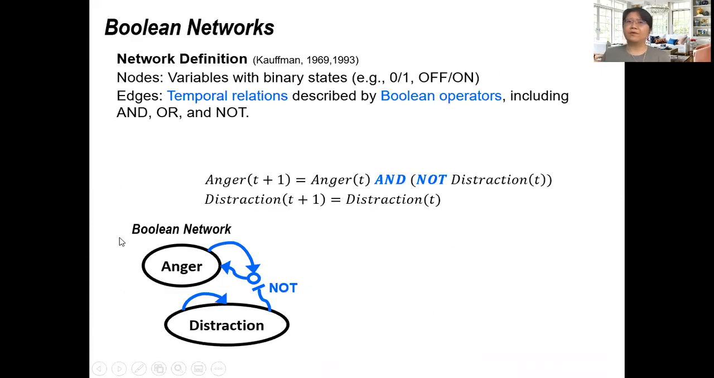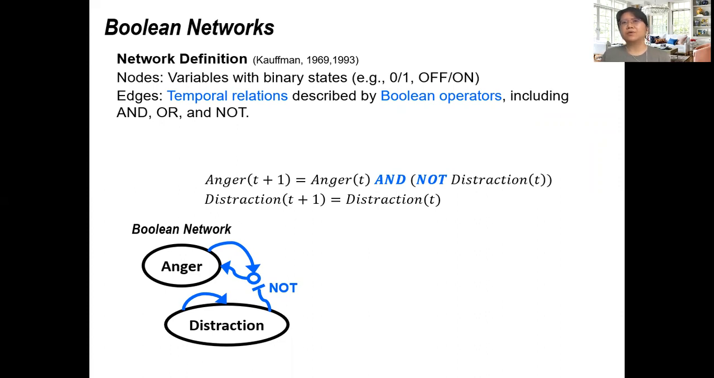To give you an overview of the terminologies, a network usually has nodes and edges. In Boolean networks, the nodes are variables with binary states. For example, in emotion regulation studies, sometimes researchers record videos of participants, especially when they're children, and then they will manually code the emotions and behaviors using 0 or 1 codes. So that's where the binary time series is coming from.